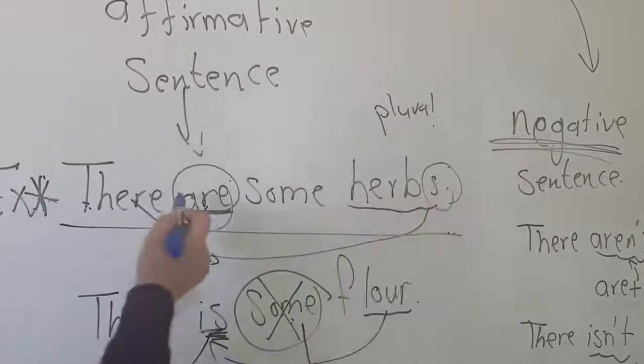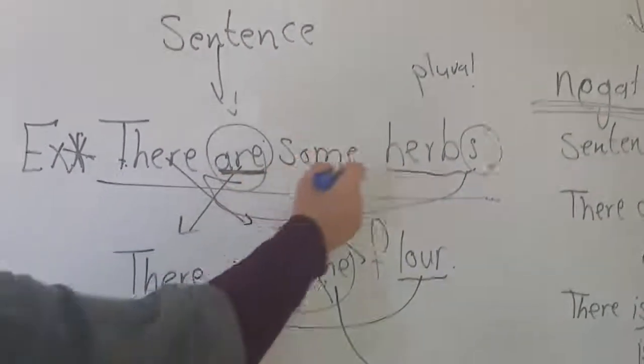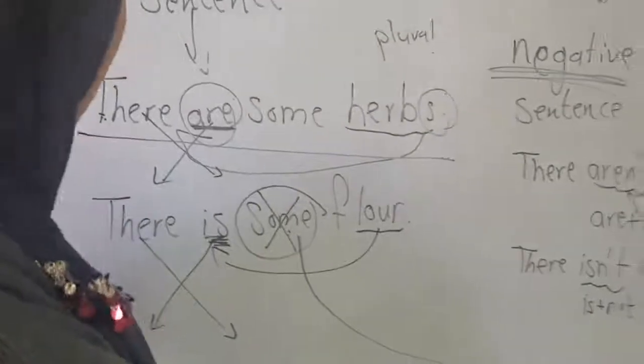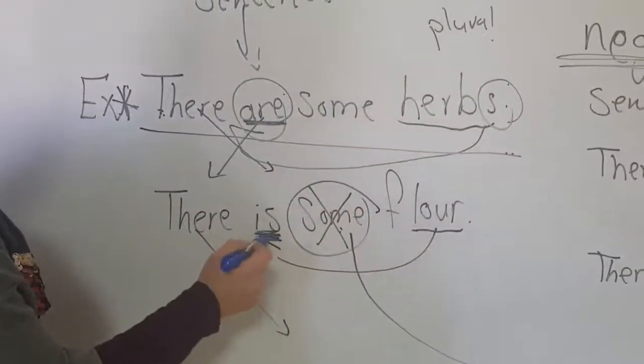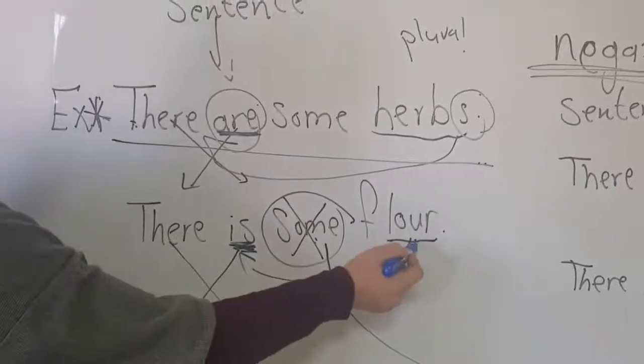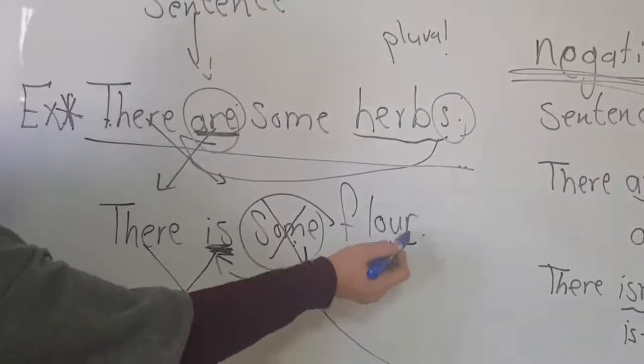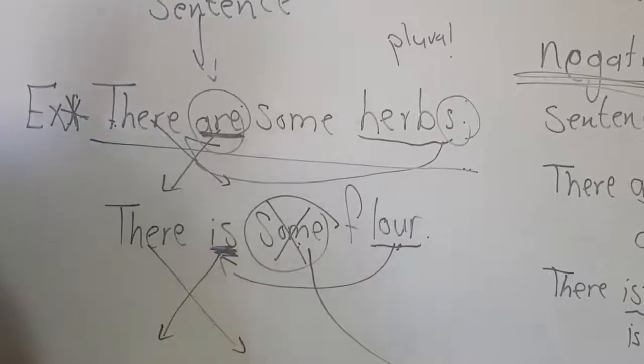لأنها جمع حطينا are. There are some herbs. And here لما حكينا there is some flower. Why we put is here? ليش حطينا is here? Because flower is singular. لأنها flower singular you have to put is here.